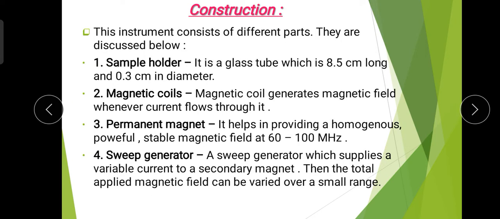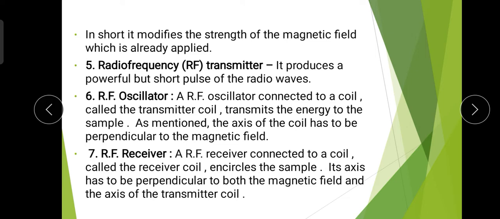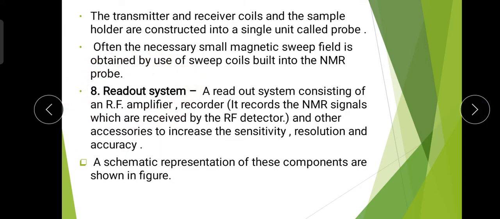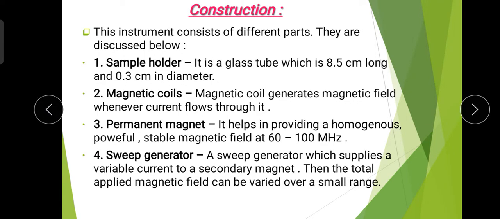Now what is the construction of the NMR spectrometer? This instrument consists of different parts, discussed below. First is the sample holder, second is the magnetic coils, third is the permanent magnet, and fourth is the sweep generator. Fifth is the radio frequency, that is the RF transmitter. Sixth is the RF oscillator. Seventh is the RF receiver, and the eighth is the readout system or display system. All those are the different parts of the NMR spectrometer. We will discuss them one by one.